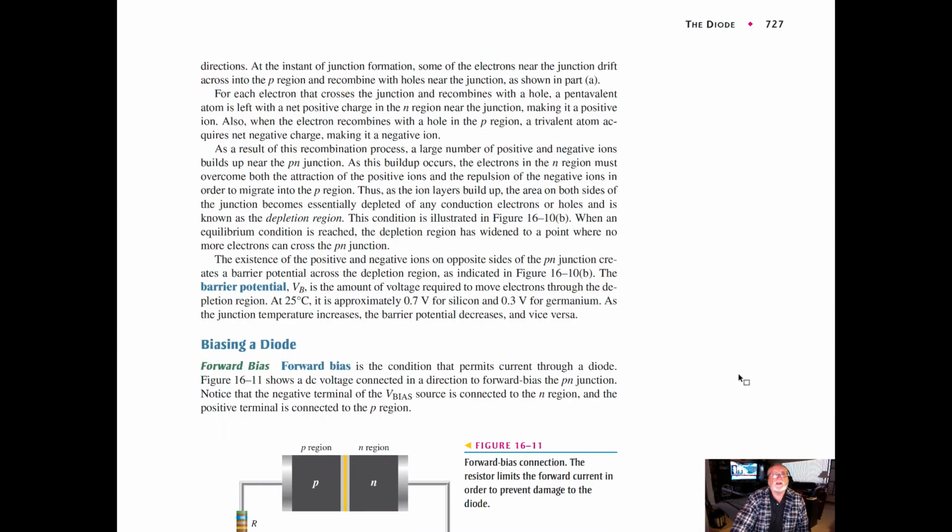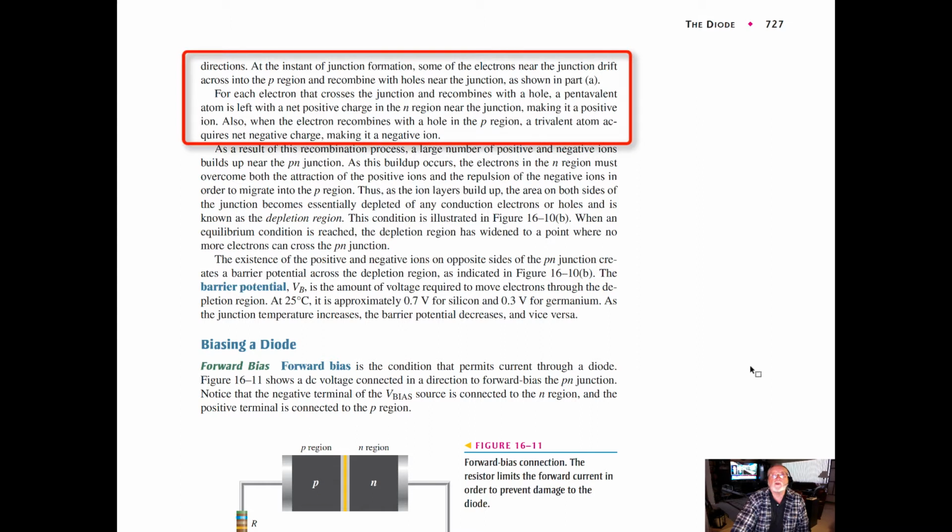So at the instant of junction formation, some of the electrons near the junction drift across to the P region and recombine with the holes near the junction. For every electron that crosses the junction and recombines with a hole, a pentavalent atom is left with a net positive charge in the N region near the junction, making it a positive ion. Also, when the electron recombines with the hole in the P region, a trivalent atom acquires a net negative charge, making it a negative ion.